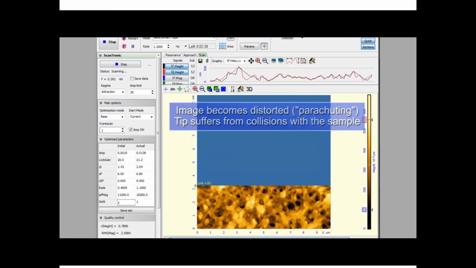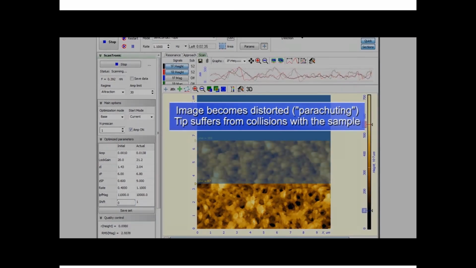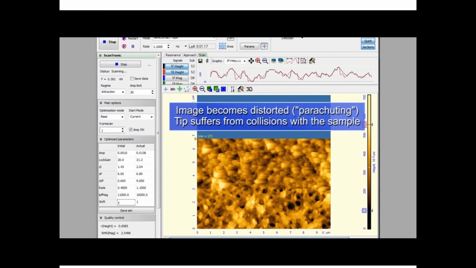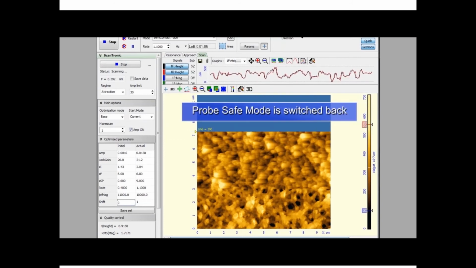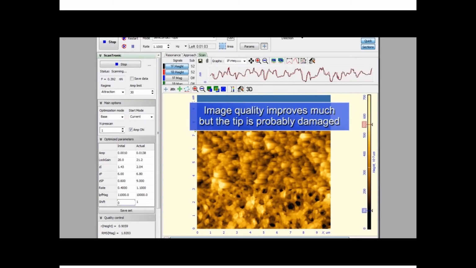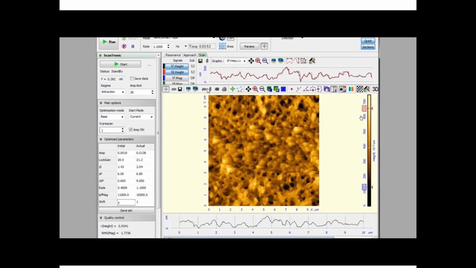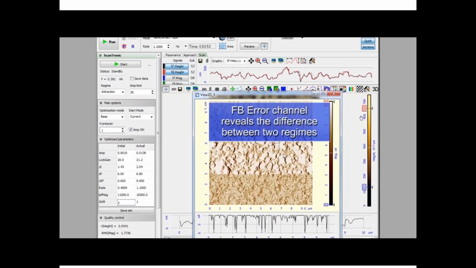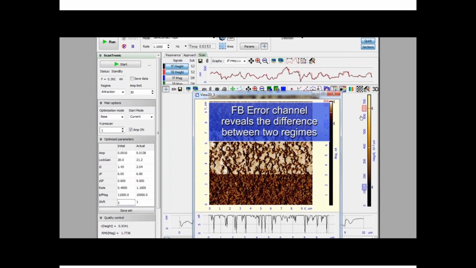Because the scanner that is used in NT-MDT Spectrum Instruments AFMs has quite good performance, we are able to use a so-called safe probe feature. This feature automatically decreases the scan speed when the amplitude signal changes too much, and then automatically increases the velocity of scanning when the amplitude signal doesn't change too much, when you go to a not so rough area.